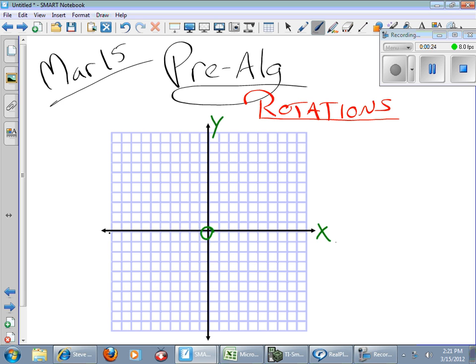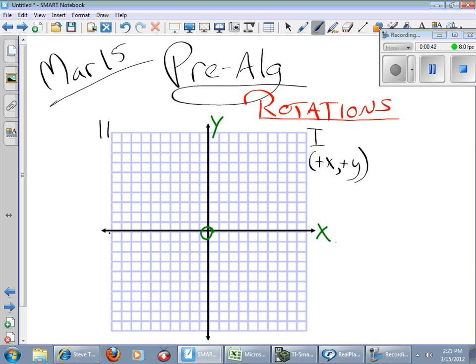There's a couple things you need to know before we can get started. First thing, you need to know your quadrants. This is quadrant one, and in quadrant one, both x and y are positive. You should know this. This should be review.